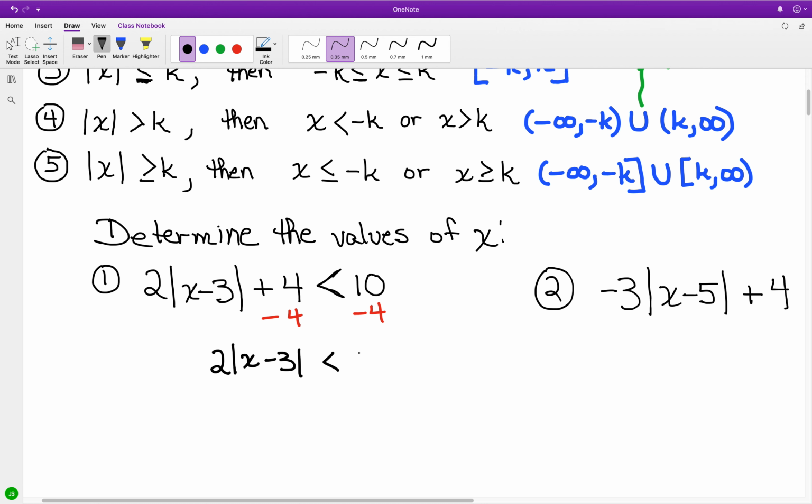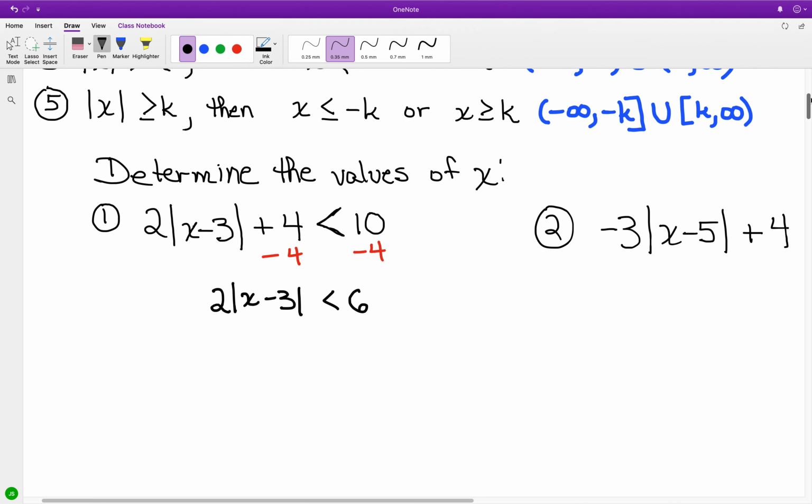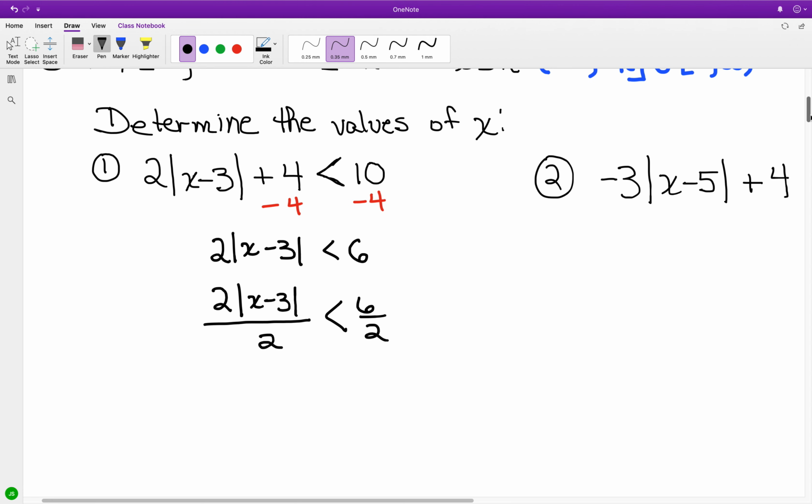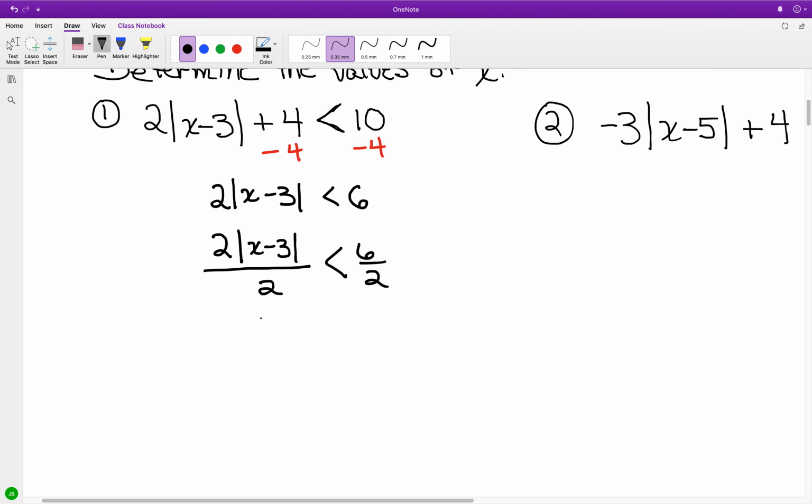is less than 6. And in the next step, we're going to isolate the absolute value of x minus 3 upon division by 2, dividing both sides by 2. So we're going to have the absolute value of x minus 3 is less than 3.